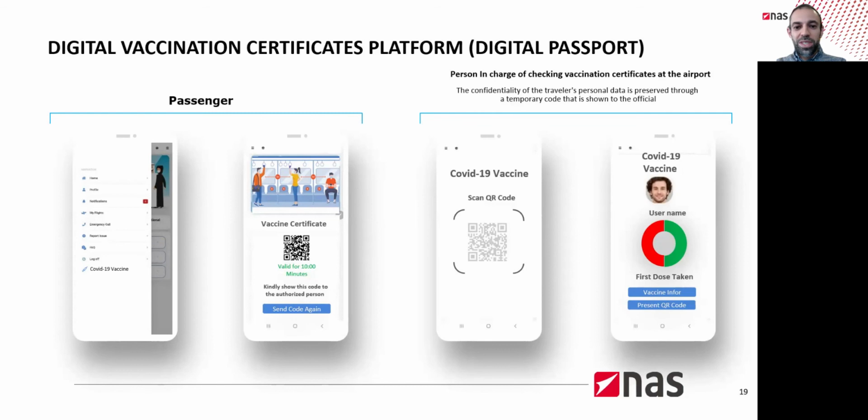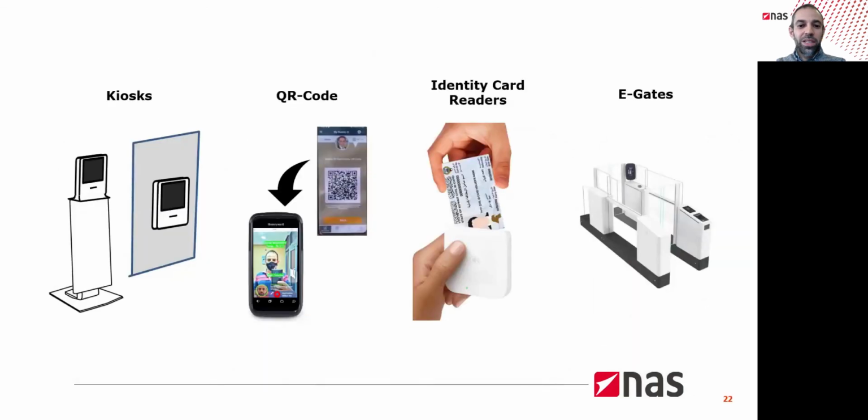This slide shows the interface for showing the vaccination certificates and sharing it securely via a QR code, which is valid for only 10 minutes from the time that it's requested to be shared with an authorized personnel. Credentials presented by MONA can be verified using different form factors, such as e-gates, physical documents, such as passports or an ID, QR codes, or self-service kiosks.